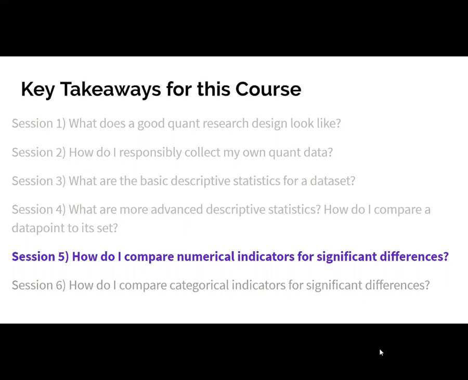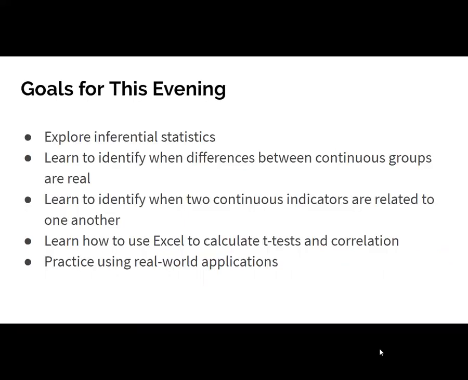We're going to move into a different type of statistics. So today what we're going to look at is how do we compare indicators. Today is numerical, and then next class will be categorical. These are called inferential statistics. So we're leaving behind descriptive and moving into inferential, where you can draw inferences. I'll explain what all of that means in just a moment.